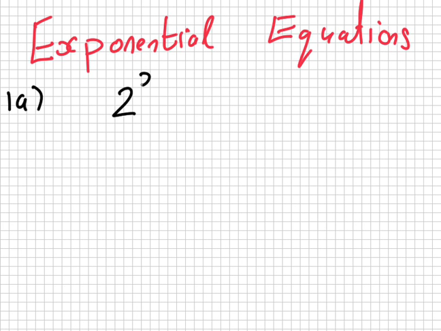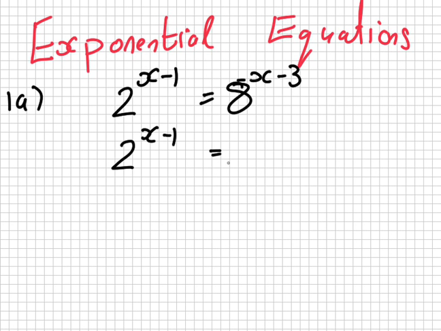2 power x minus 1 equals 8 power minus x minus 3. So what we need to do to solve this is first change this 8 into 2 power 3. And then this is still x minus 3 up there.